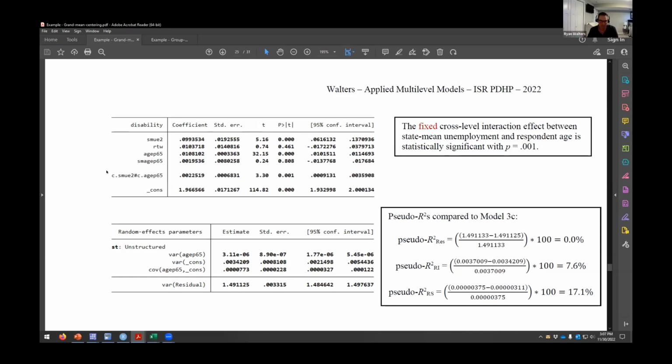Big picture of this: two-way interactions moderate the simple main effects underneath them. The simple main effects are specific to the interacting predictor being 0.